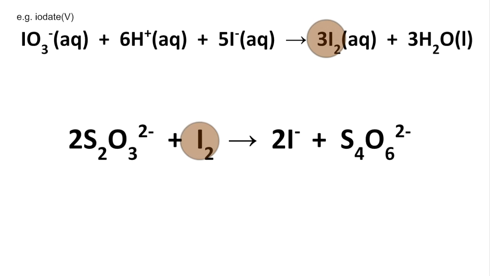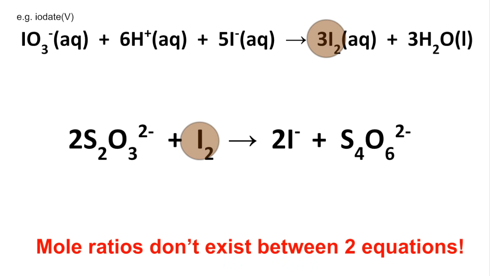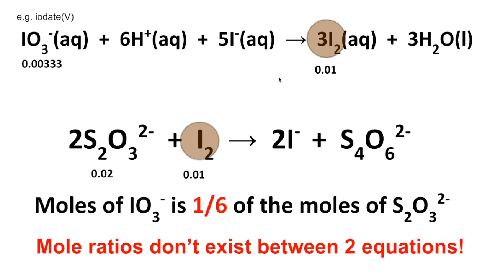So as an important fact here, mole ratios don't exist between two equations. So you can't apply a mole ratio between this equation and this one. So if we feed the moles in again, 0.02, so the iodine moles will be 0.01 for both of those equations. So then it's just going to be a third again. So in this case, the moles of IO3- is 1/6 of the moles of thiosulfate ions. Now a common mistake is going to be the student works out the moles of iodine correctly, but then trebles it when they go into this equation. You can't do that.